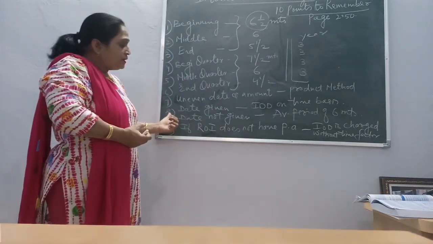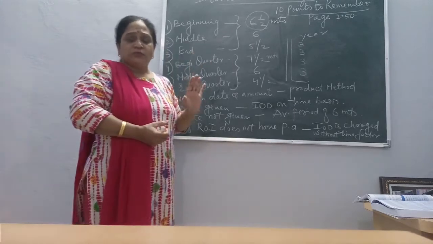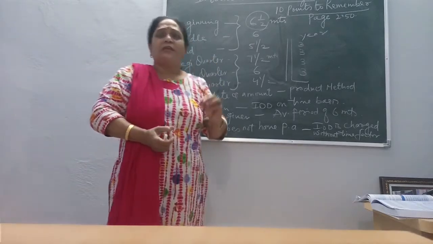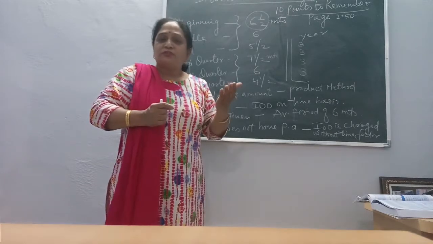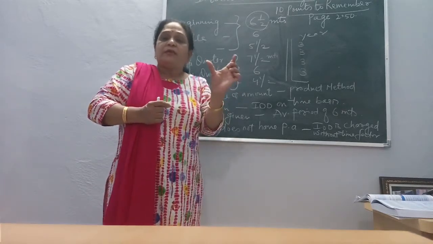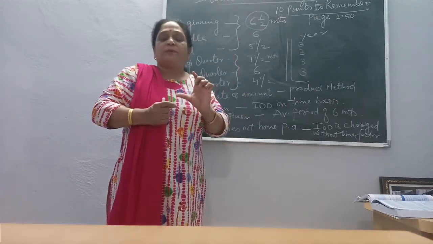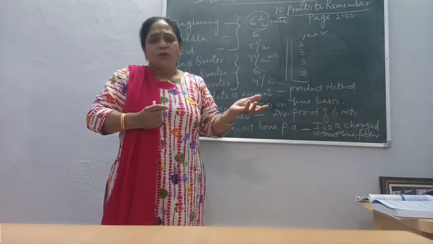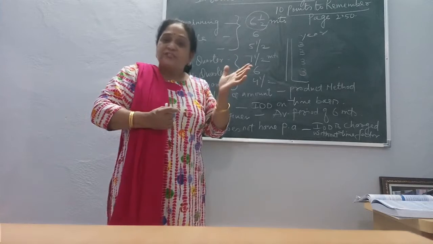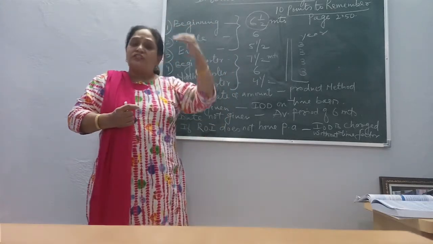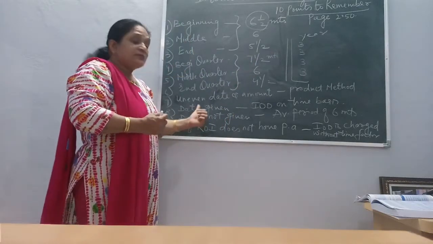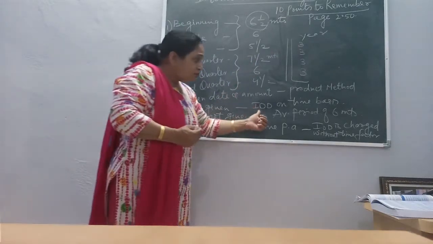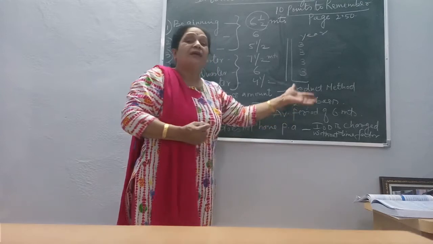Number 8. If the date is given in the question, for example, it is mentioned that the partner has withdrawn 10,000 on 1st October, naturally, for the time period the drawings have been used by the partner, interest will be charged accordingly. So it will be for 6 months. If he withdraws on 1st January, interest will be charged for 3 months. So if the date is given in the question, interest on drawings will be charged on a time basis.